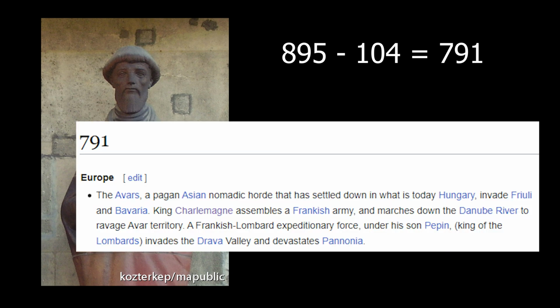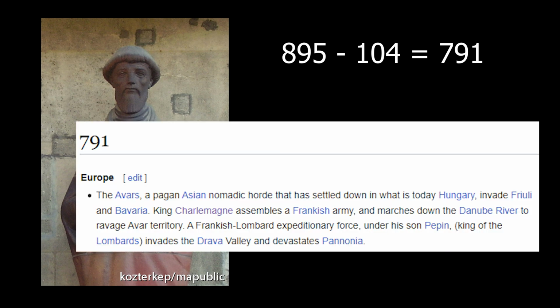Culti Mark also writes that the second arrival, which officially happened in 895, took place 104 years after Attila's death. Well, does anything interesting happen 104 years before 895, i.e. in 791, the year Attila supposedly dies? The answer is yes.